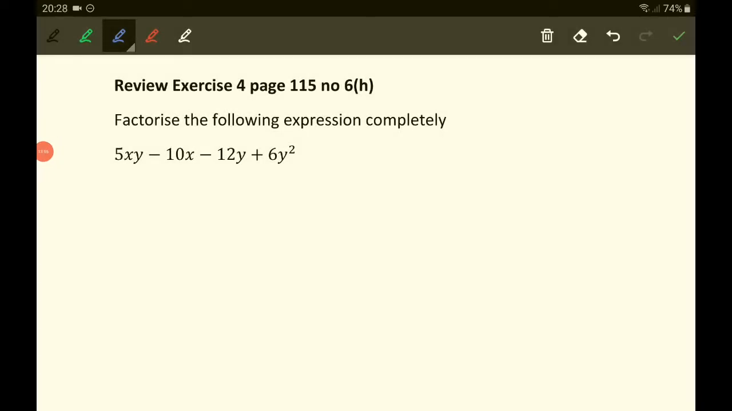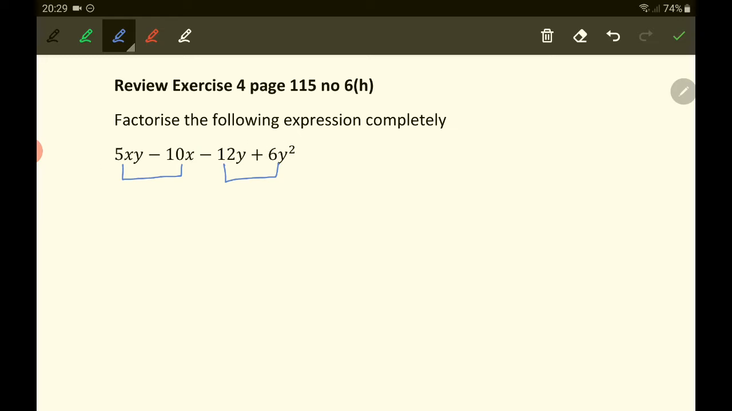Okay, now we are in question number 5. Review exercise 4, page 115, number 6h. We are going to factorize the expression here, and in this case we are going to use group factorization. Remember, you factorize based on the groups like this: you factorize the first part and then the second part.